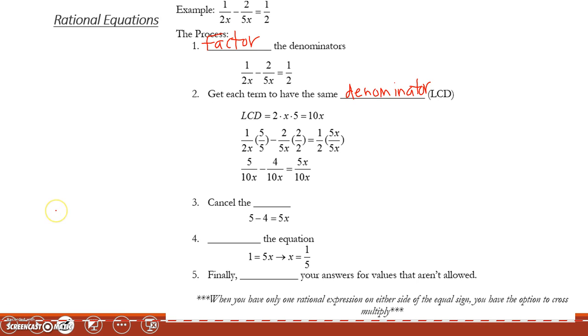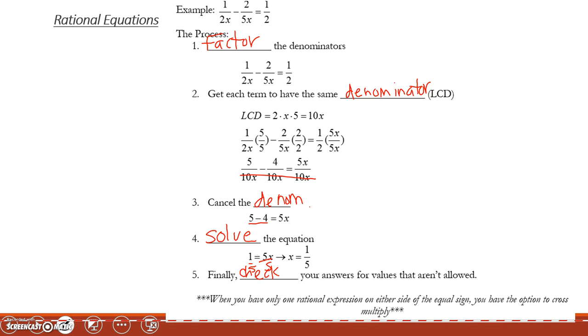So after you get a common denominator, what you do is you cancel out the denominators. So notice I just crossed them all out, and then I was just left with the tops. After you cancel those out, you solve the remaining equation. So I combined 5 and 4 and got 1. That equals 5x, and I divided each side by 5, and I got 1/5. And finally, you need to check your answer for values that aren't allowed.